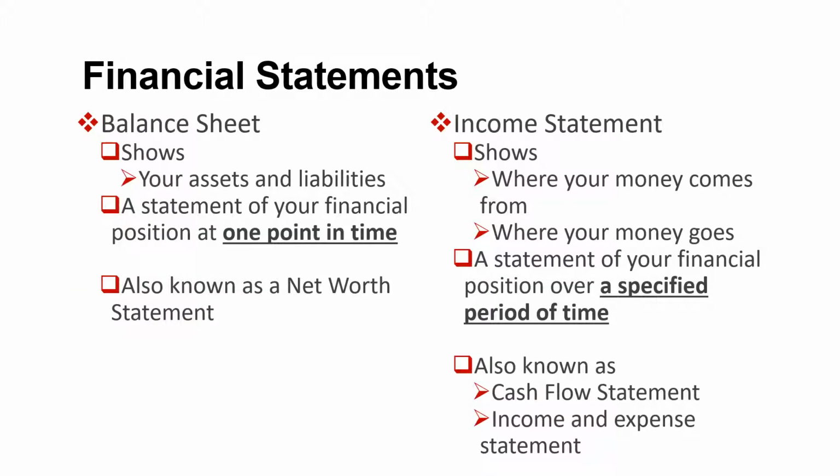Now, let's talk about personal financial statements. The two major financial statements in the personal finance field are the balance sheet and the income statement. A balance sheet shows your assets and liabilities at one point in time. Your assets are what you own, your liabilities are what you owe. An income statement shows your income and expenses during a specific period of time. For an individual, incomes and expenses are typically cash inflow and cash outflow. Therefore, an income statement is also known as a cash flow statement or the income and expense statement.